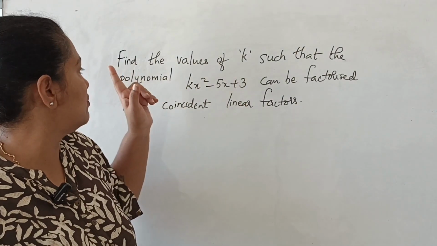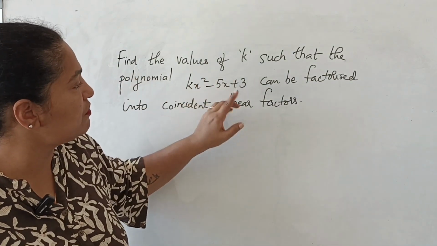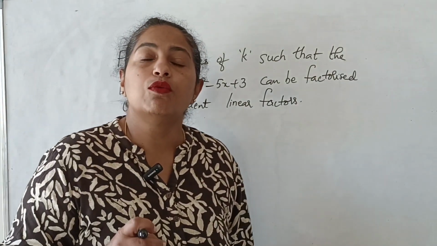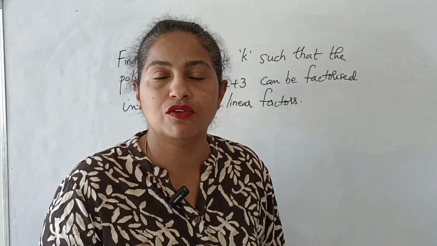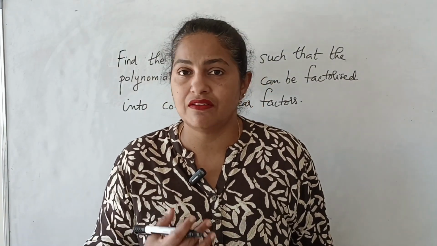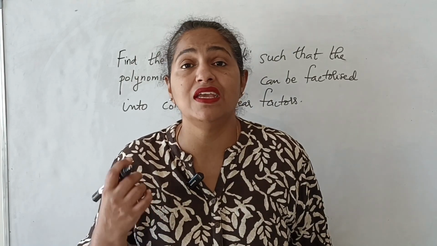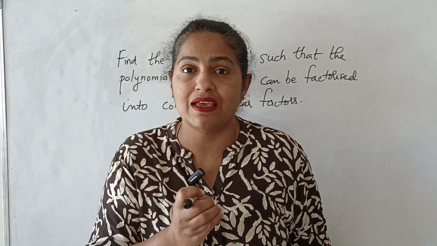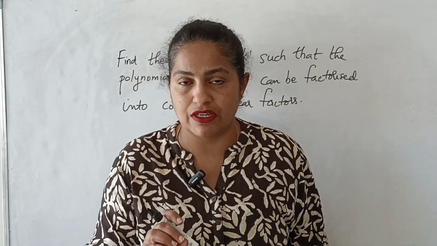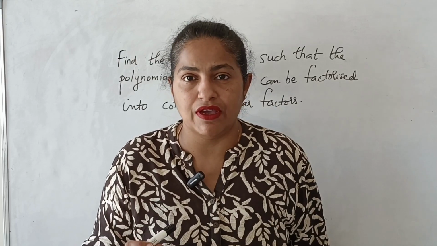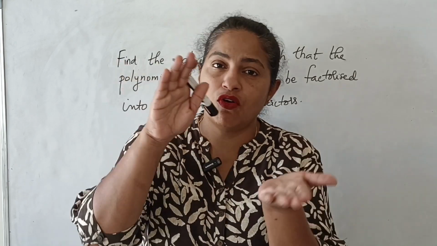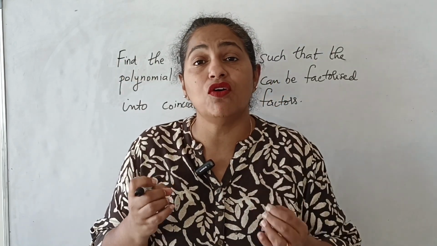Find the values of k such that the polynomial kx square minus 5x plus 3 can be factorized into coincident linear factors. Now before we start doing this sum, we need to know what coincident linear factors are. Linear factors, you know, are factors whose degree is 1, like x, x minus 3, x minus 2, x plus 1. All these are linear factors. What are coincident linear factors? The linear factors which are the same, they are coincident on each other. They are called coincident linear factors.